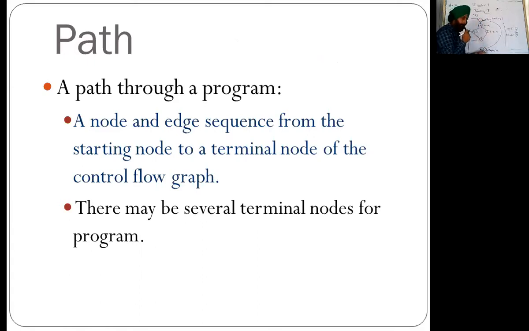So how to calculate how many paths are available? There is a formula for that. Just see how to calculate the number of paths available in a control flow graph. So what is the method? The node and edge sequence from the starting node to the terminal node of the control flow. So there are that number of paths. There is a simple formula to generate the path. We will also see the formula next.